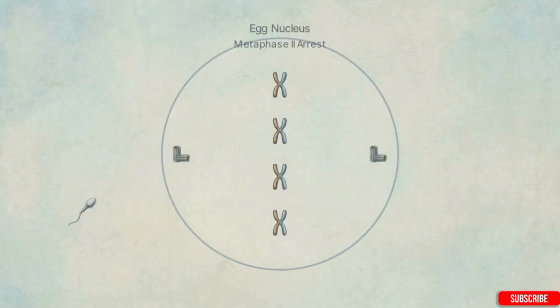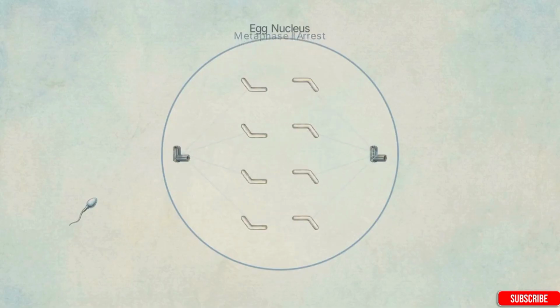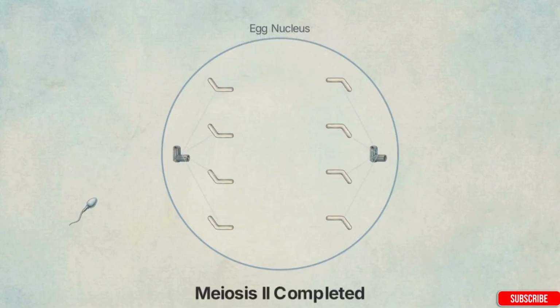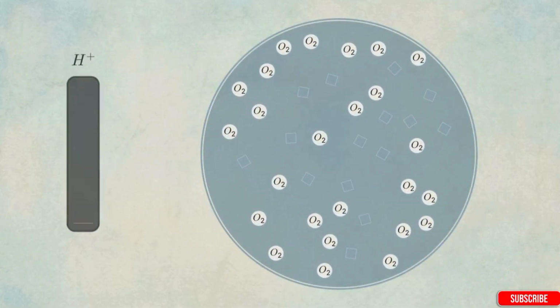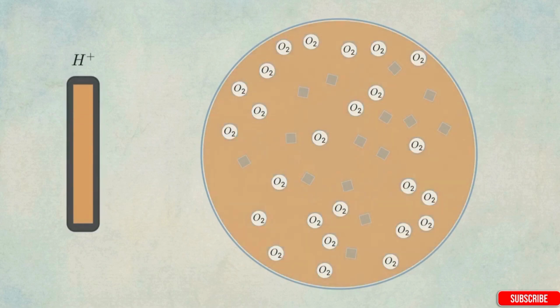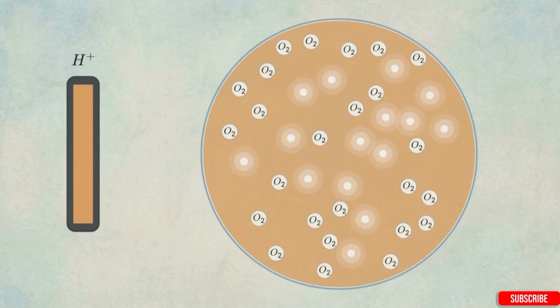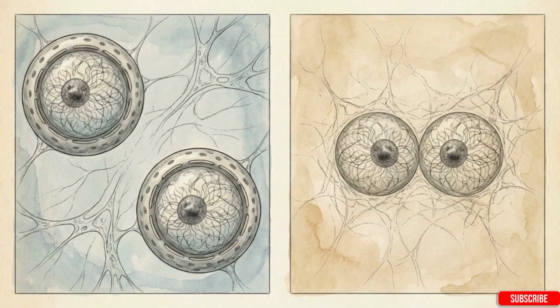This physical entry acts as a trigger for the egg, prompting it to resume and complete its second maturation division, meiosis II. The breach also causes metabolic shifts, which begin with a rapid increase in oxygen permeability. This is followed by a sudden spike in hydrogen ions flooding the cytoplasm. This surge in hydrogen ions activates proteolytic enzymes that remain isolated.